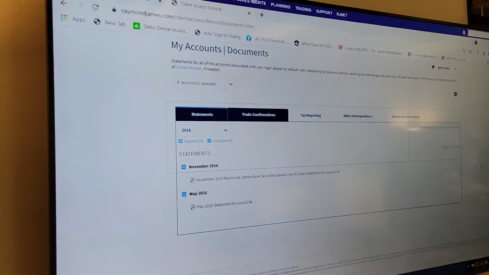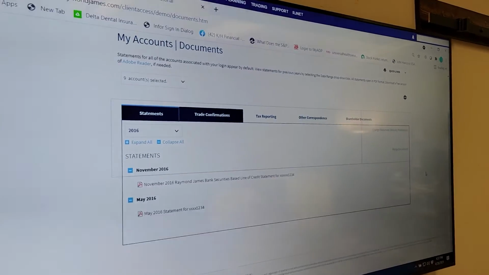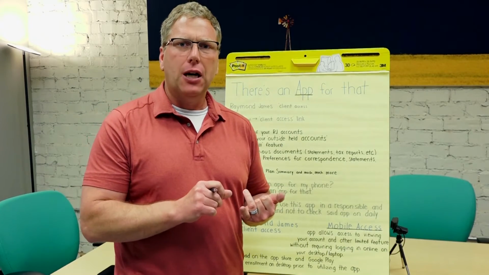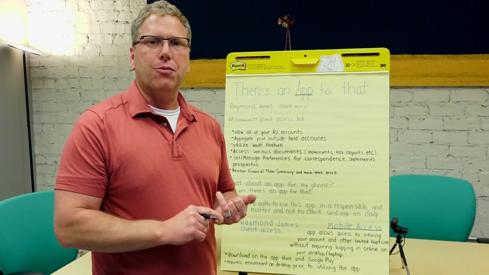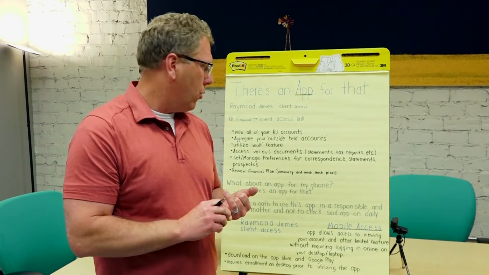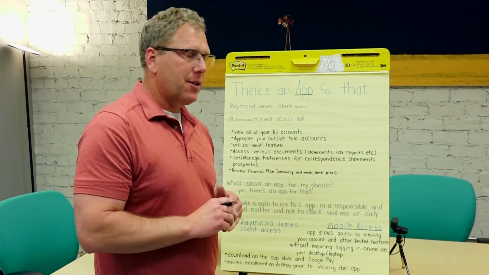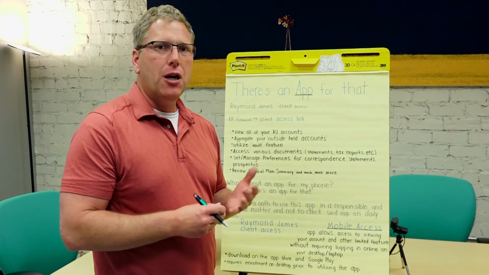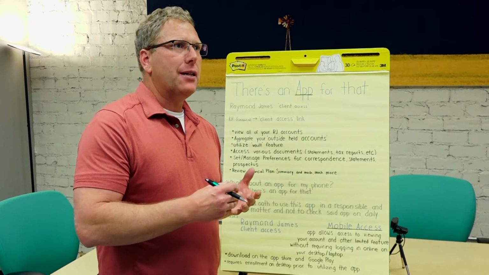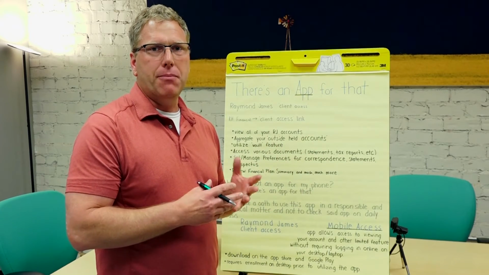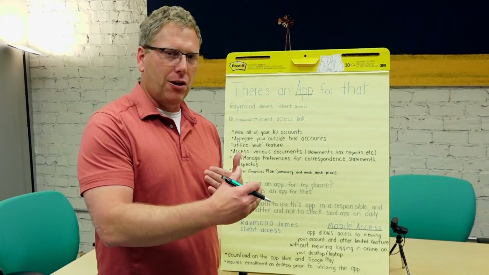You can access any of various documents, such as your statements, your tax reports, any of those type of reports. You can set and manage preferences for correspondence, statements, prospectuses. So many of our clients like to get a paper statement every 3 months so they can just do a quick check-in on where the account's at.